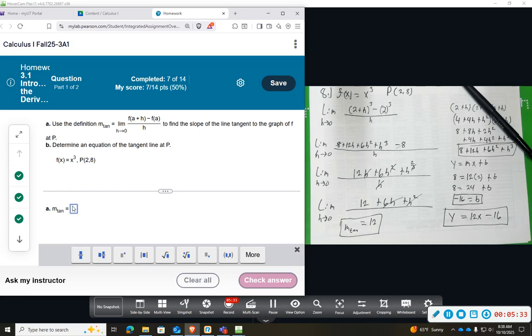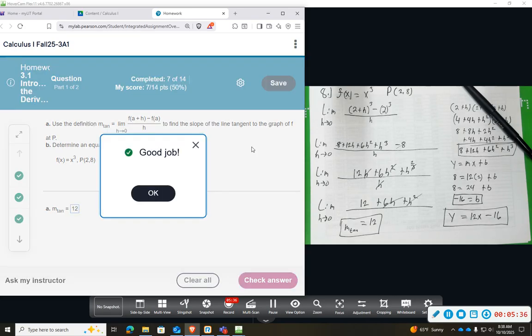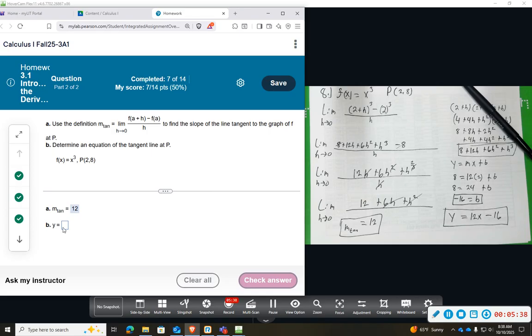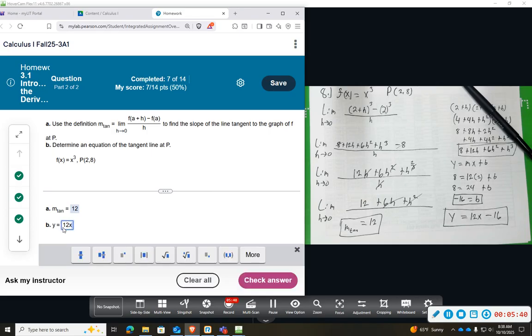So m tan, we get 12. And then the equation is y equals 12x minus 16.